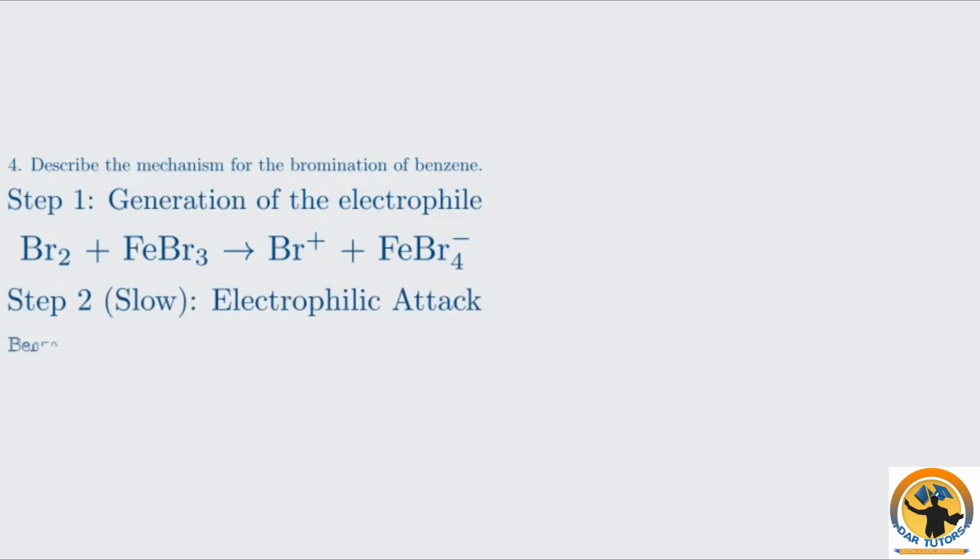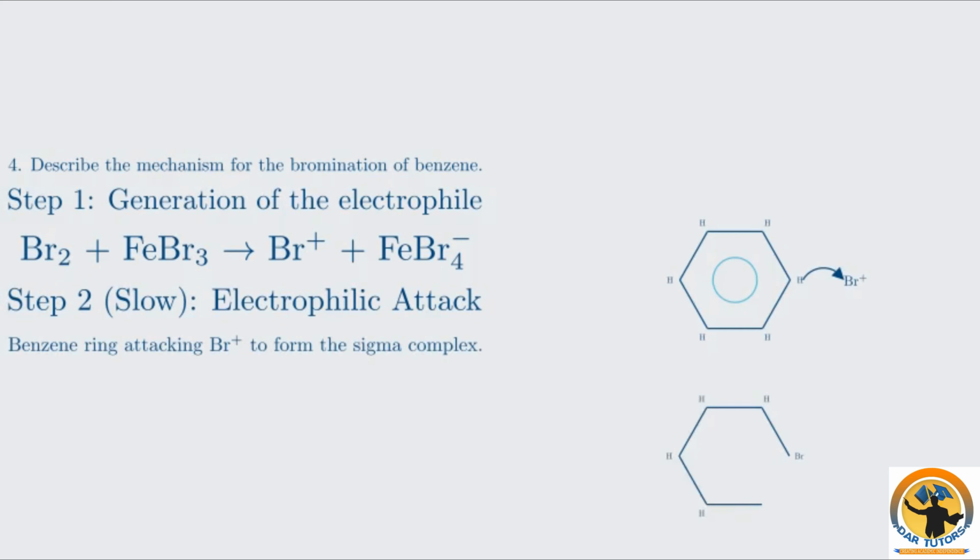Step 2 is the slow, rate-determining step. The pi electrons from the benzene ring attack the electrophilic bromonium ion. This forms a resonance-stabilized carbocation intermediate, which is often called the sigma complex or arenium ion. This step temporarily breaks the aromaticity of the ring, which is why it has a high activation energy.